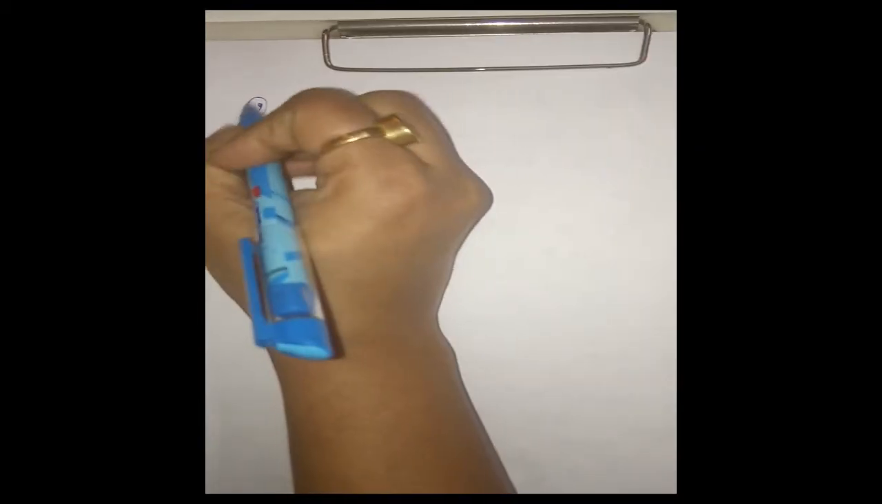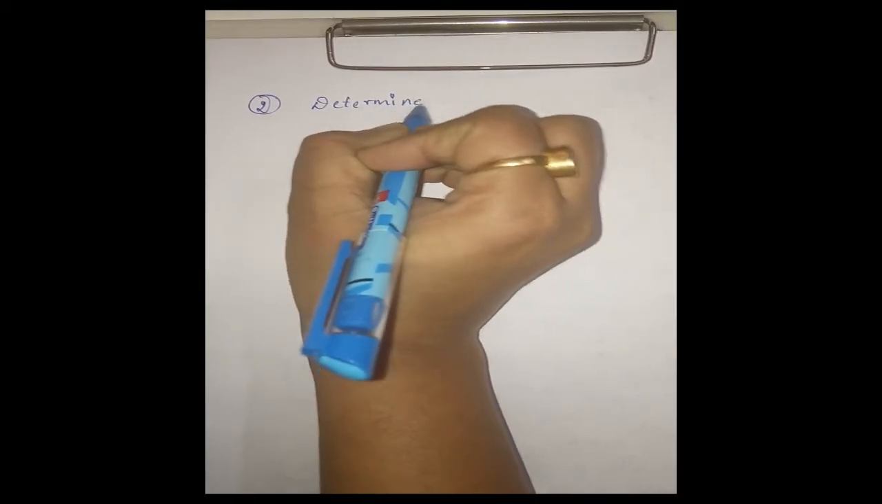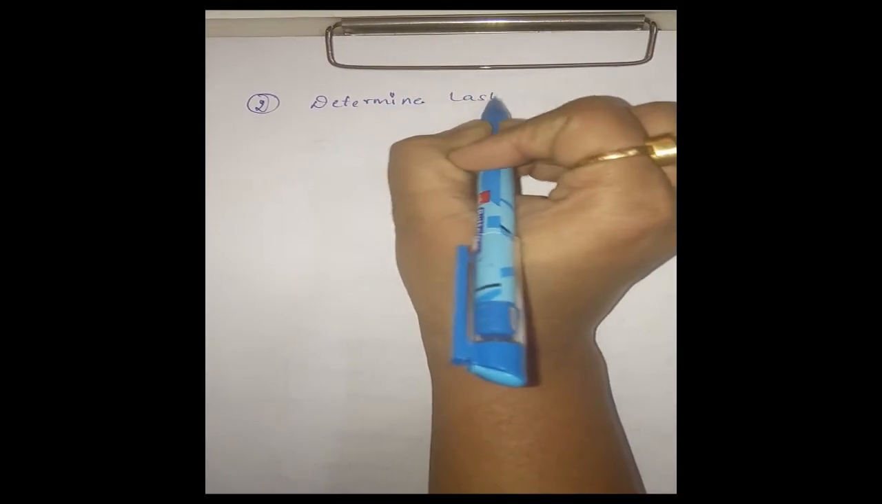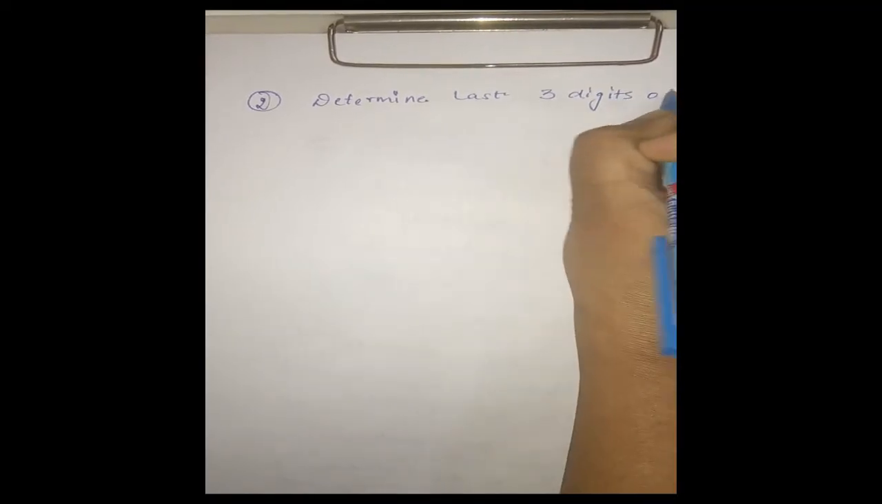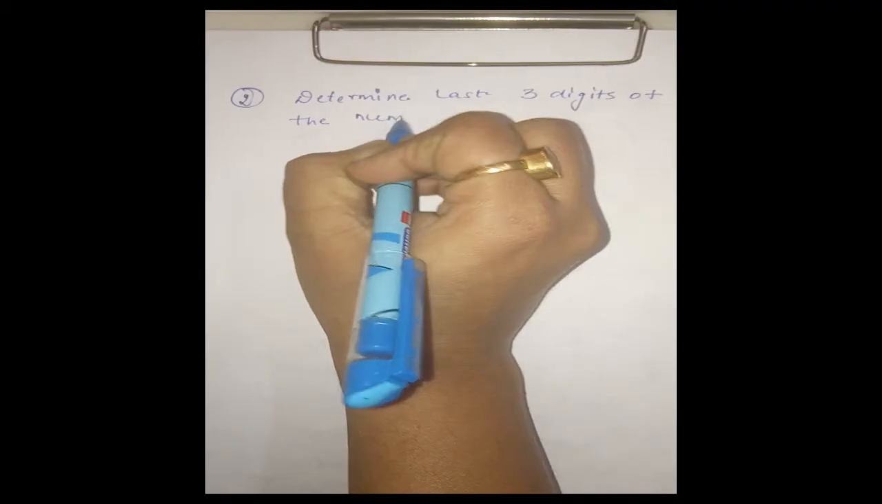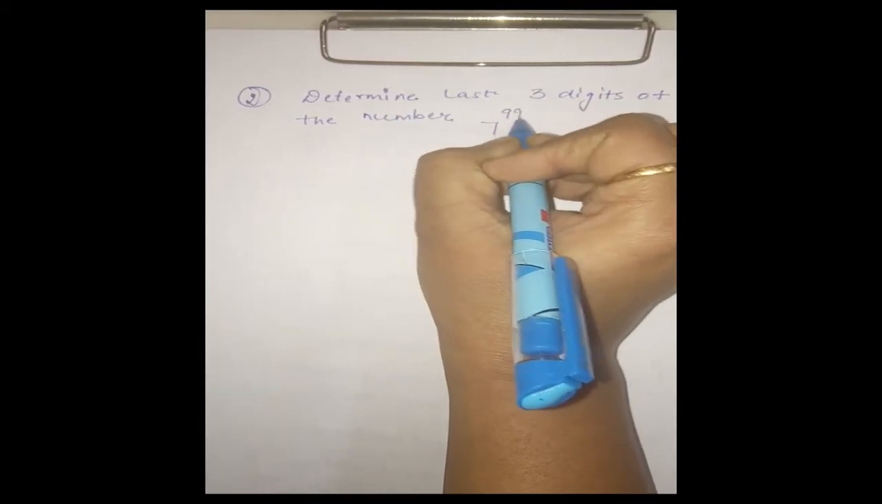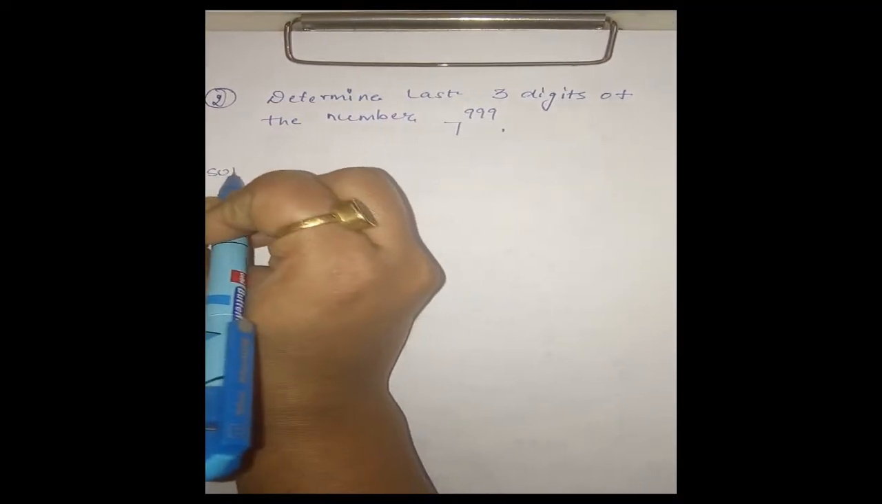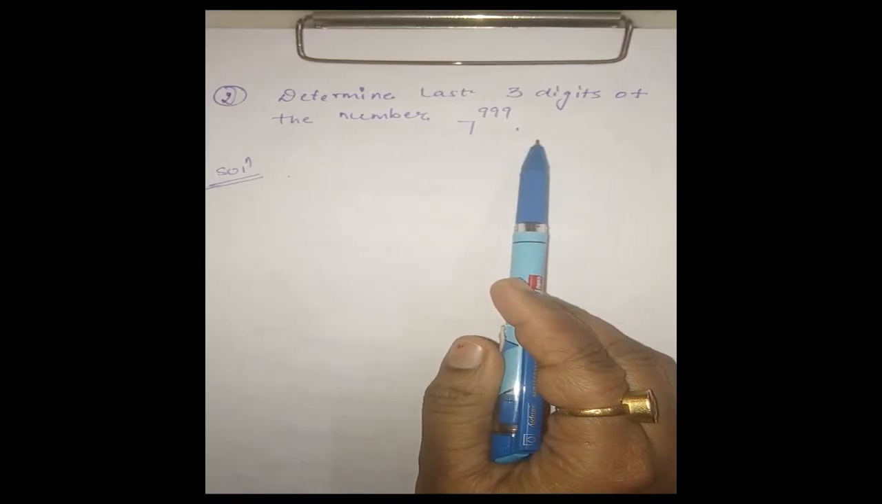Second, determine the last three digits of the number 7 power triple nine. Now we will find the last three digits of this number, 7 power triple nine.